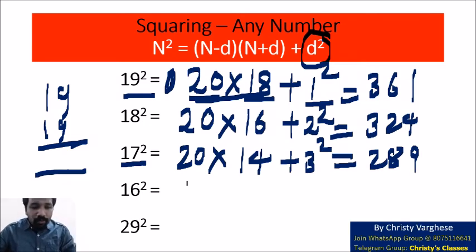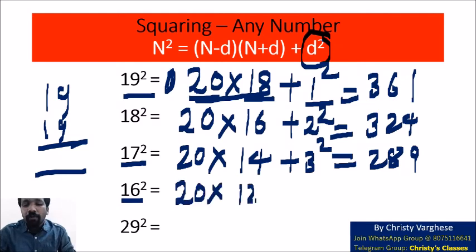So I think that also is clear. 16 square: you subtract 2 to make it 16, you added 2, subtracted 2. So the compensation. Okay, I think it is okay. If it is 16 square, how to do 16 square? 16 is 4 away from 20, so you add a 4, and you subtract a 4 in the next number, plus 4 square you do. 20 into 12 is what? 240. 240 plus 16, 256 will be the answer.